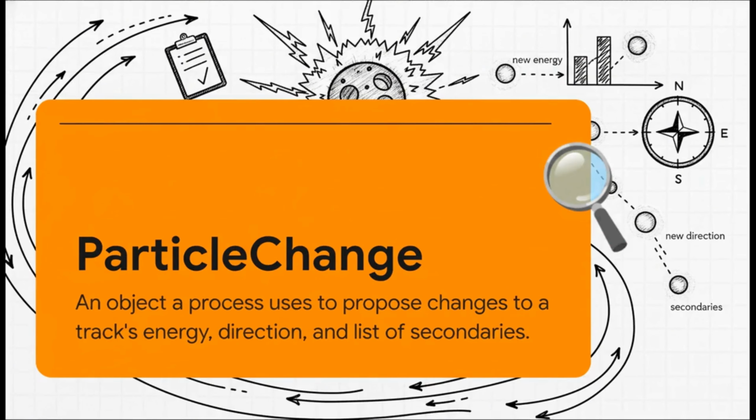The physics process that won the shortest step contest gets to fill out this form. It details exactly what should happen. What's the particle's new energy? What's its new direction? And, this is a big one, were any brand new particles, called secondaries, created in the event. The stepping manager then takes this neatly completed form and makes the official update to the particle's passport.